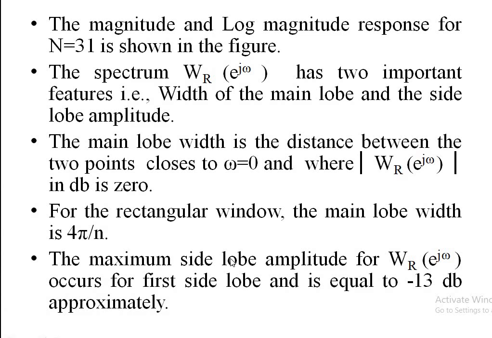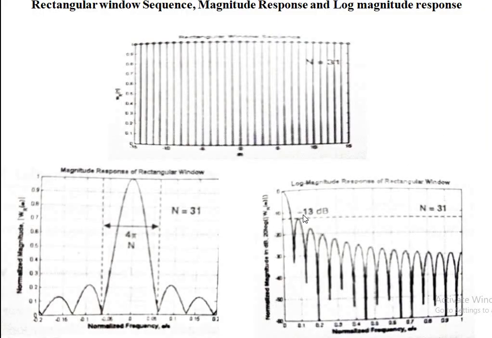Similarly, the maximum side lobe amplitude for WR of e power j omega occurs for the first side lobe and is approximately minus 13 dB, as shown in this log magnitude response. This is the amplitude of the first side lobe observed in the log magnitude response of the rectangular window. Log magnitude response is nothing but representing the magnitudes in terms of 20 log of these magnitudes, and this is what I call a log magnitude response.